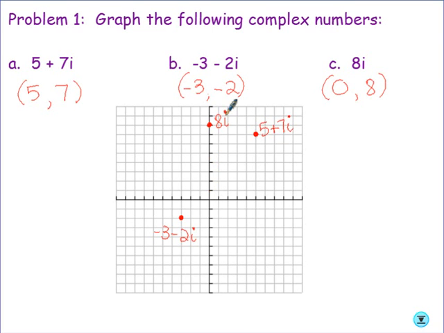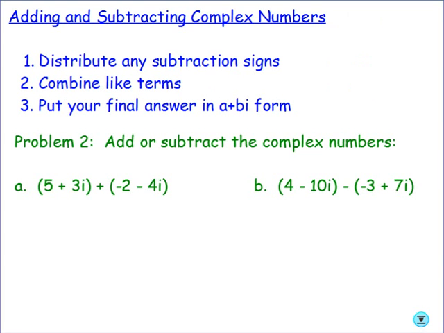What do we think? Pretty easy there? I would think so. So the next thing we're going to do is we're going to look at the rules for adding and subtracting together. So our adding and subtracting rules say that we are first going to distribute, you guys know what that means, multiply, any subtraction signs. Then combine like terms, which we have done very many times before, and make sure that your final answer always has real first, imaginary second.